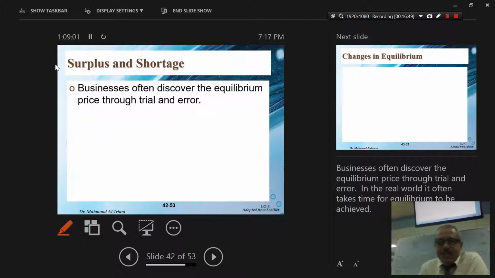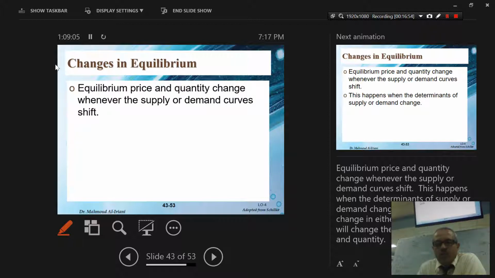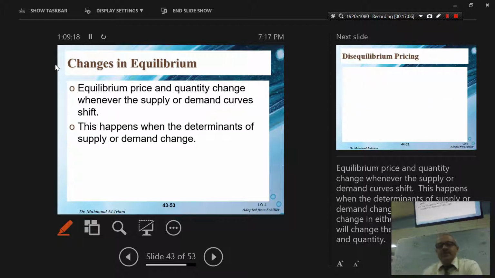And changes in equilibrium price and quantity happen whenever the supply or demand curve shifts. So every time there's a shift, there's a new equilibrium. And this happens when determinants of supply and demand change.